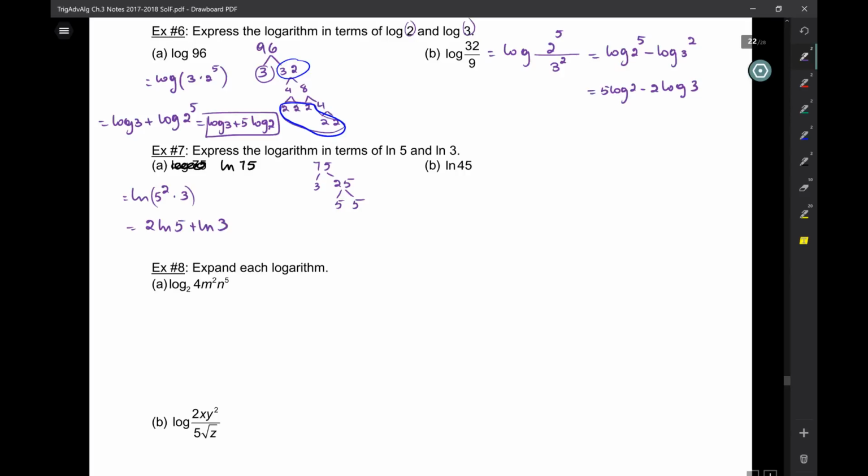Yeah. Okay, ln 45, right? What's 45 made of? 5 and 9, which is 5 and 3 squared. So that's ln of 5 plus 2 ln 3.